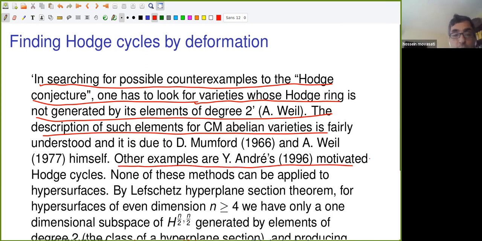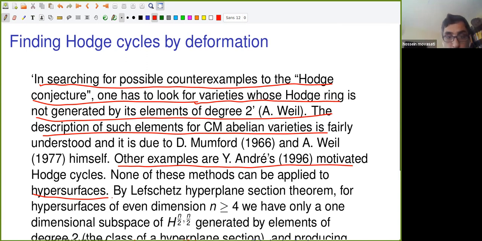These are Weil cycles, Hodge cycles, when the whole algebraic variety is your world of varieties. But when you focus on hypersurfaces, finding Hodge cycles, which we don't know whether they are algebraic cycles or not, is very difficult.